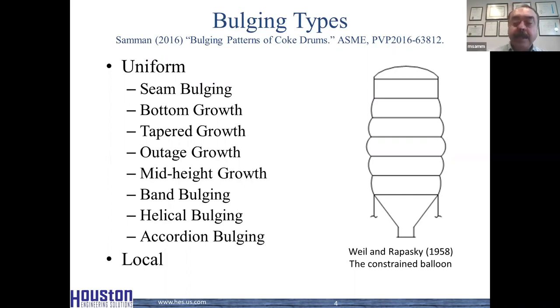The recent study that we performed shows that not all bulges are like this. There are significantly different types of bulges that we can develop in coke drums that are completely different from this one type that was mentioned in 1958. The 1958 type of bulging is the seam bulging, which is the first one in the 9 types that you see on the left.